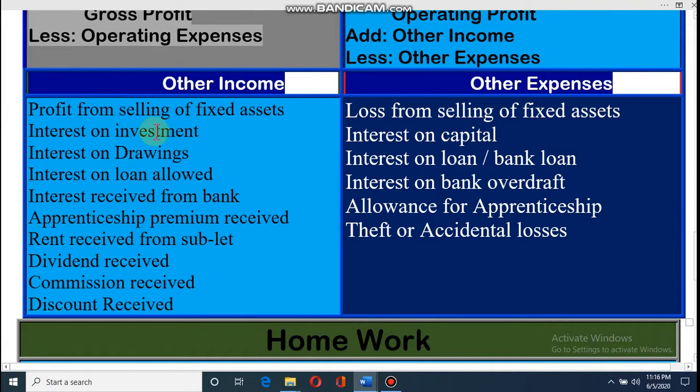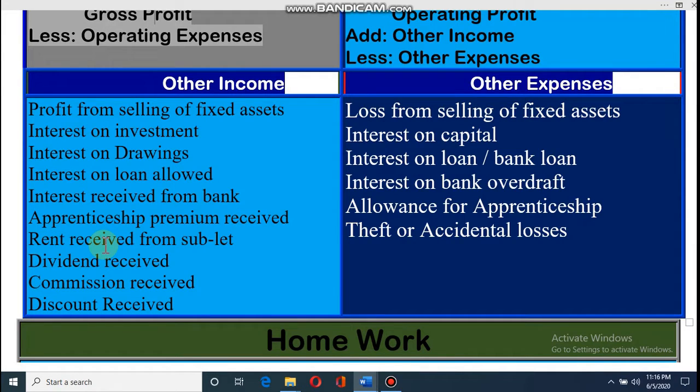Interest on investment. You have some extra money, you keep it in the bank, then you earn some profit from the bank, then it is interest on investment. Interest on drawings, interest on loan allowed, interest received from bank, apprenticeship premium. Dear student, this is an important word, apprenticeship premium. That means if you earn any money from the trainee, from the apprenticeship, that is apprenticeship premium. That is also income for the business. Rent received from sublet, dividend received, commission received, discount received. These are some important other income.